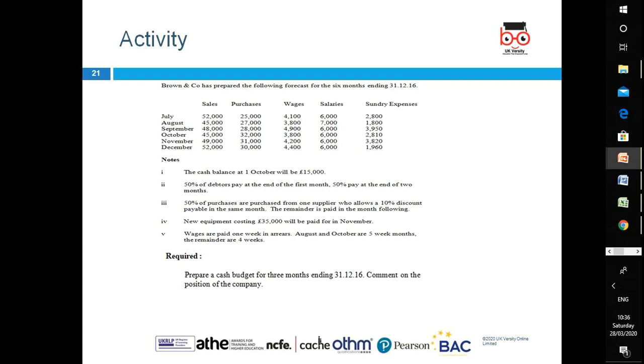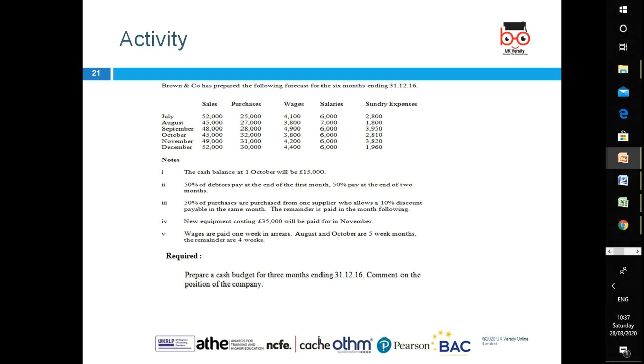We have a policy of 50% of debtors. Debtors, do we know what is meant by debtors? Somebody who owes you money. Debtors mean the credit customers. You sold things on credit, yes? And they will pay us 50% of our debtors. Customers pay 50% in the first month, and 50% in the month after, at the end of 2 months.